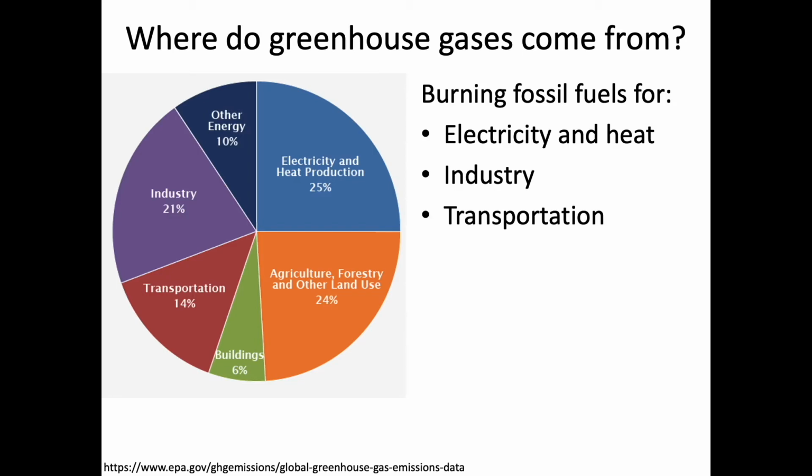Transportation by road, rail, air, and ship is another big piece that comes from fossil fuel. 95% of the world's transportation energy comes from oil and gas. There's a slice of pie for buildings, and this relates to burning fuels on site in the building for heat or for cooking. Think gas stoves and water heaters.